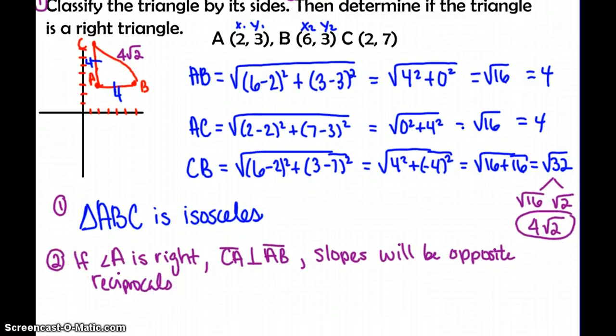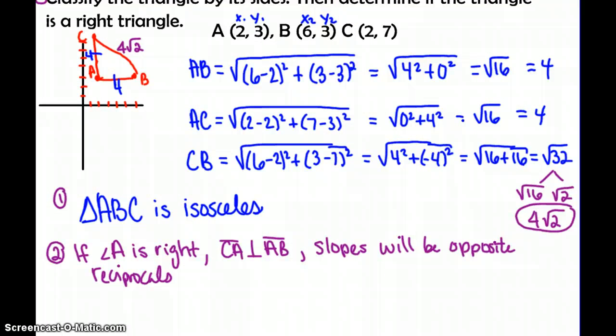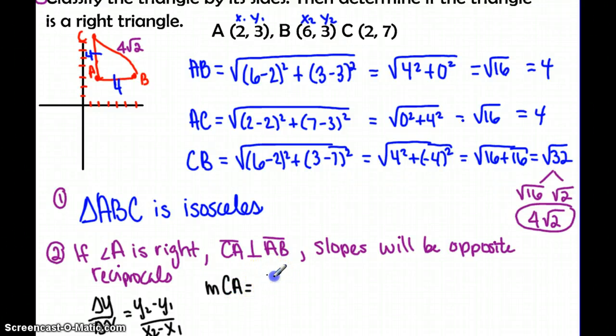So that's what I want to look at. I want to look at the slope. So I'm going to use my slope formula, my change in y over my change in x, which was y sub 2 minus y sub 1 over x sub 2 minus x sub 1. So let's find the slope of line segment CA. So 7 minus 3 over 2 minus 2. Well, that's 4 over 0. That's an undefined slope, and that makes sense because it's a vertical line.